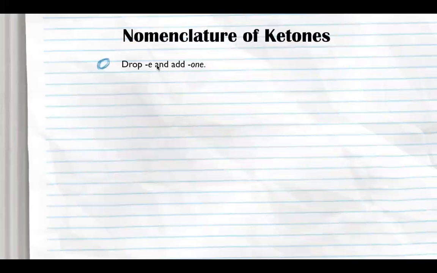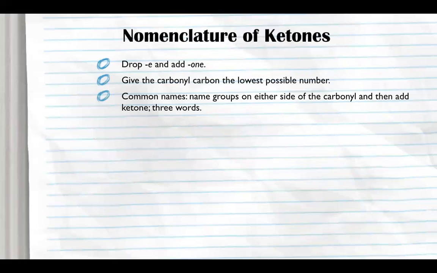Okay, nomenclature of ketones. To name a ketone, your ending is going to be -one. You're going to give the carbonyl carbon the lowest possible number. And there are common names where you name the groups on either side of the carbonyl and add ketone, and it's 3 words. I'll show you a couple of those just so you see that. This is propanone, more commonly referred to as acetone. It has also been called dimethyl ketone. So we don't say methyl ketone. I mean, I guess you could, but nobody does. In fact, everybody calls it acetone.